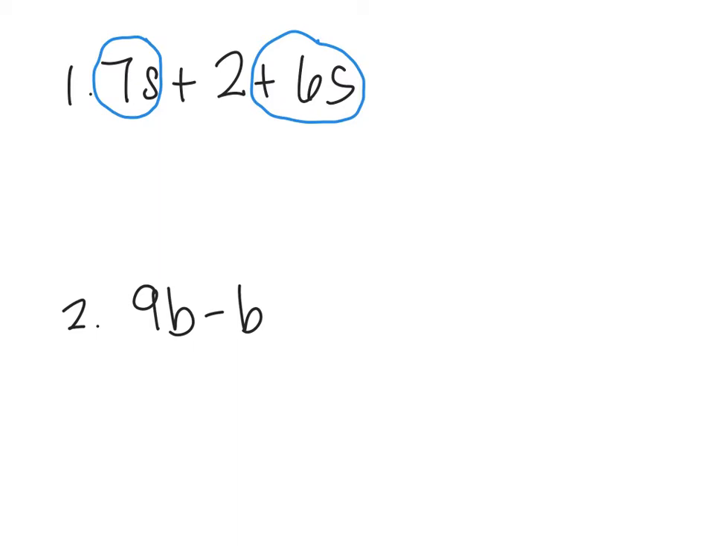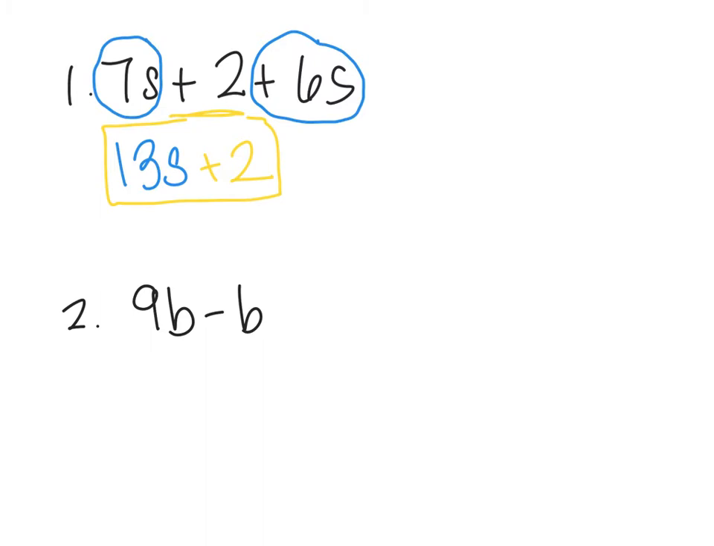Now what I do is add my coefficients. 7 plus 6 gives us 13, so we get 13s. And then we will be practicing underlining our constants. When we have a plus 2, we just bring that down. And that's the end of that problem. We get 13s plus 2.